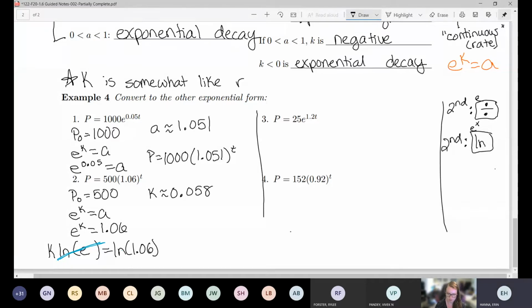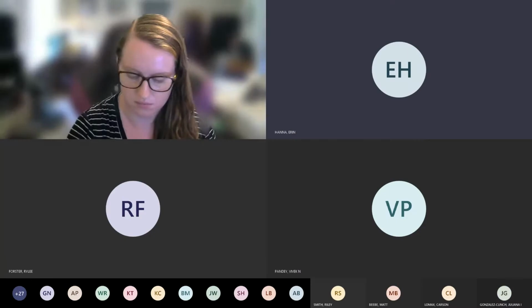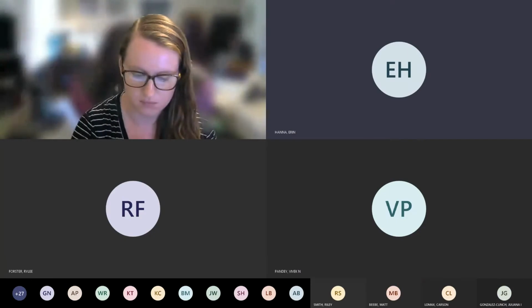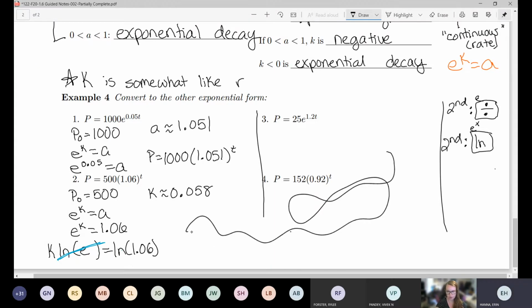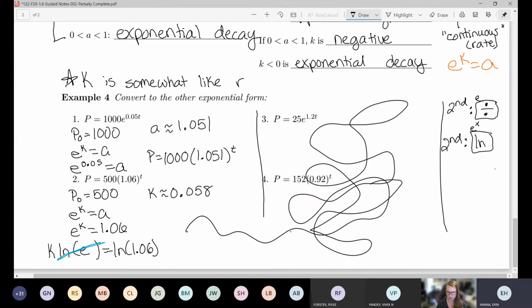Screen is frozen. Hopefully resharing it fixed it. Looking good now? Can you see my little scribble? Yep, okay, cool.